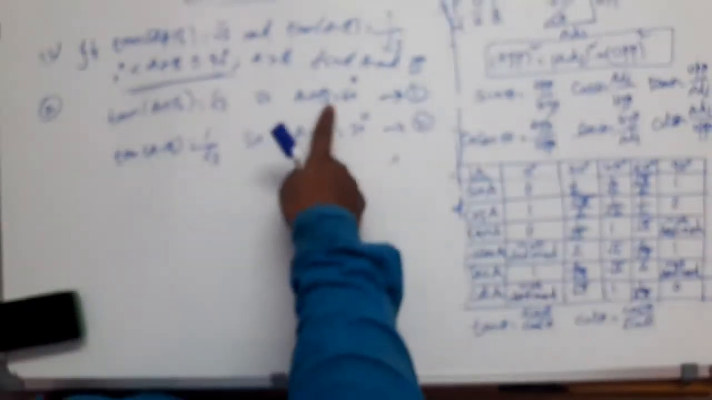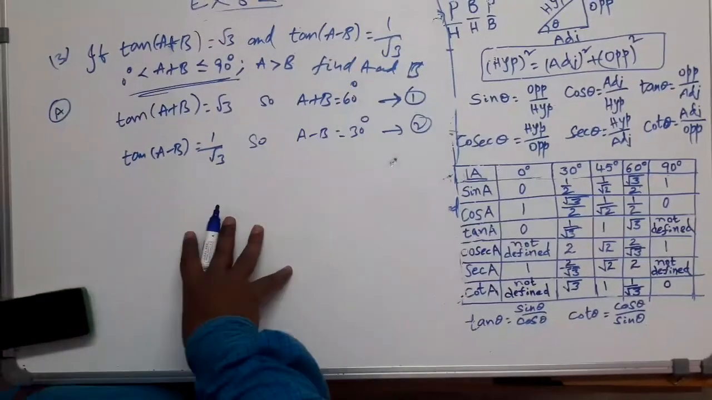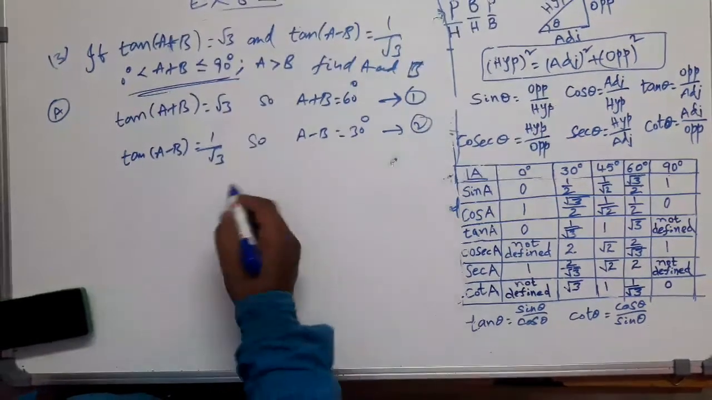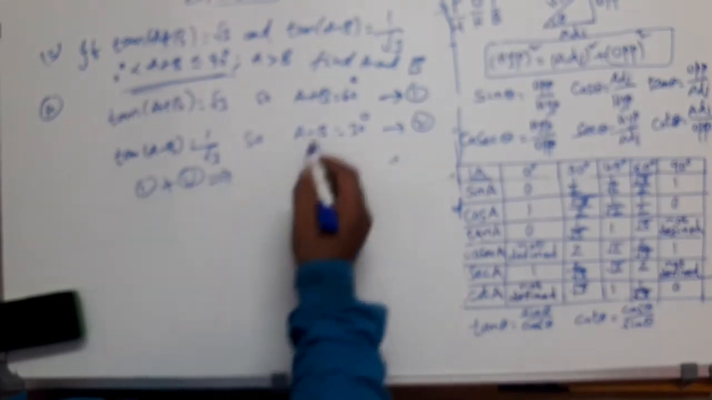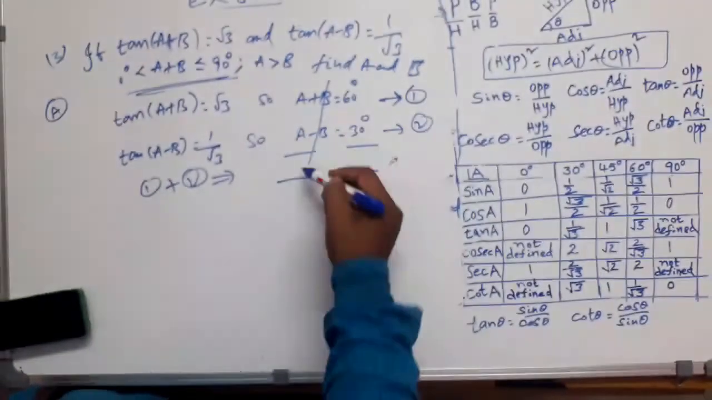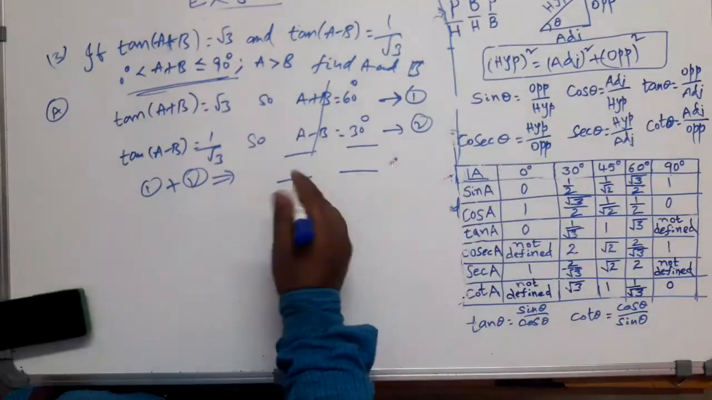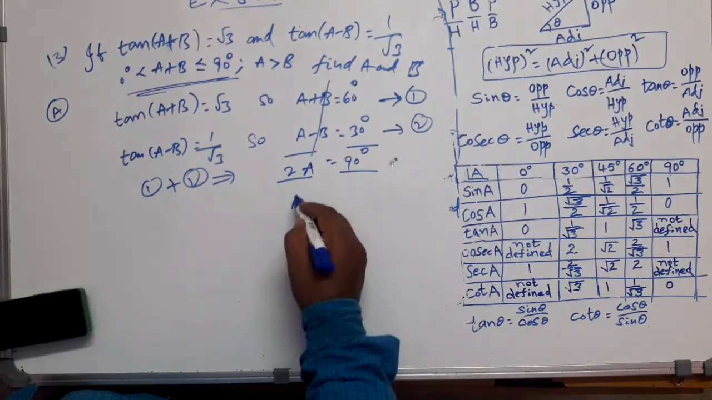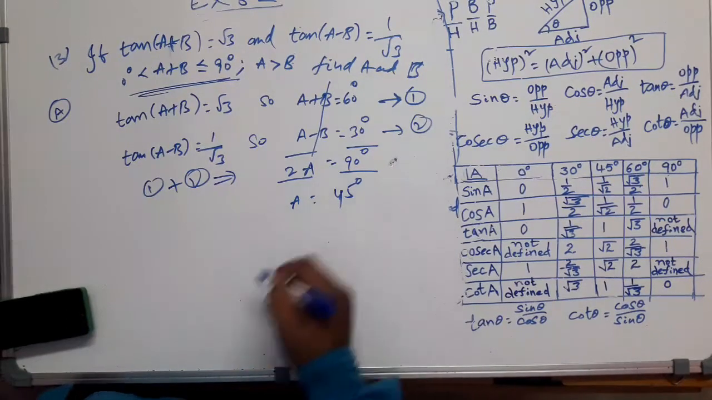I have got now two unknowns A and B and two equations in those two unknowns. Can I solve them or not? Yes, I can solve these two equations and find the values of A and B. Yes, add these two. Adding 1 and 2, plus B minus B cancels, A plus A is 2A. 2A is equal to how much? 60 degrees plus 30 degrees, 90 degrees. So what is A? 45 degrees.